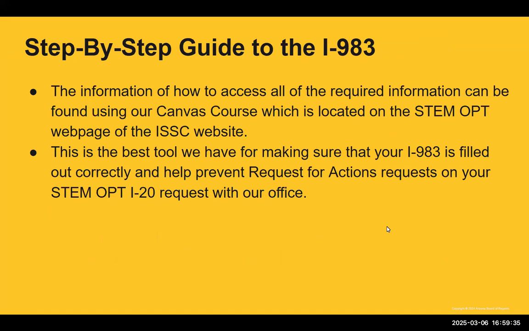In this presentation, we're not going to be covering a step-by-step guide for how to fill this out necessarily, but all the information on how to access the required information for filling out the form can be found using our Canvas course, which is located on the STEM OPT webpage of the ISSC's website. I strongly urge all students to use this tool, as it's the best thing our office has to provide for students to fill out the I-983 correctly and to help prevent requests for action from our office, which will delay your processing time and you getting the I-20 you need to apply.